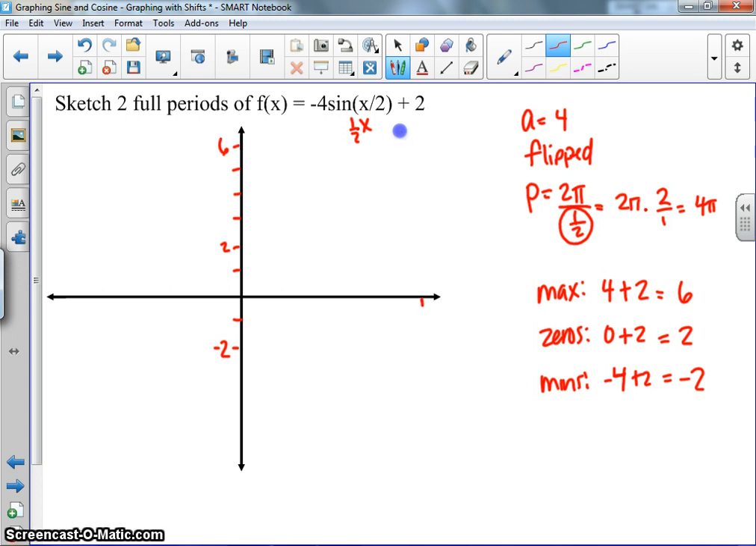Alright, and so then the period out here is going to be at 4 pi, -4 pi. And so then obviously if I cut that in half, that's going to be at 2 pi. And this will be at -2 pi.